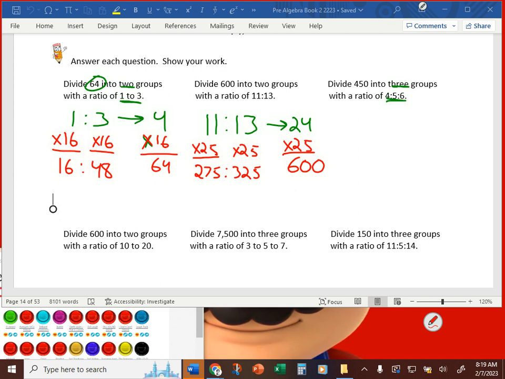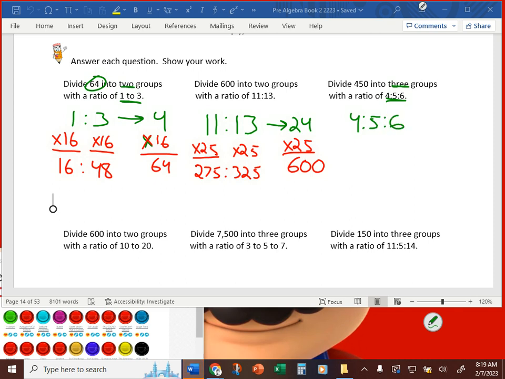Next one. Any questions before we go on? Okay. Divide 450 into three groups with a ratio of 4 to 5 to 6. So our process really doesn't change, only now we've got three groups rather than two. We still have this ratio of 4, 5, and 6.